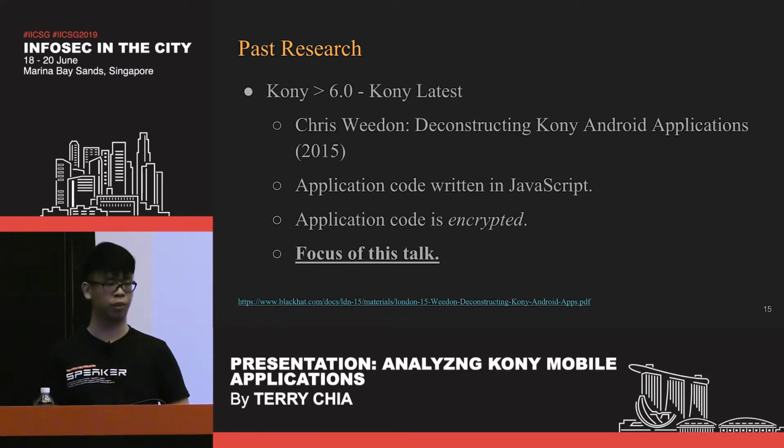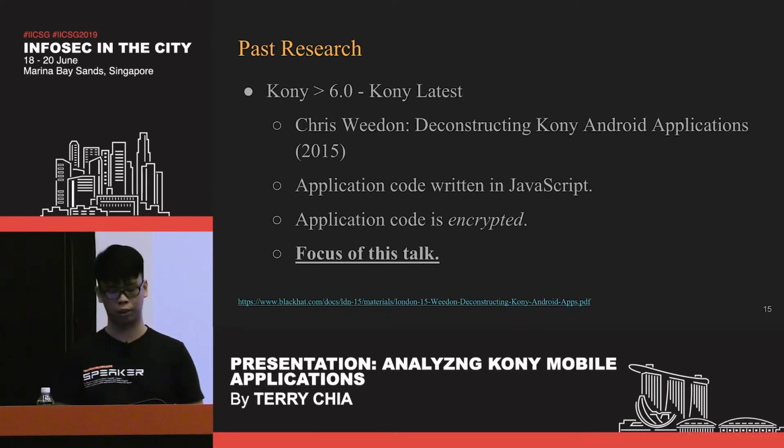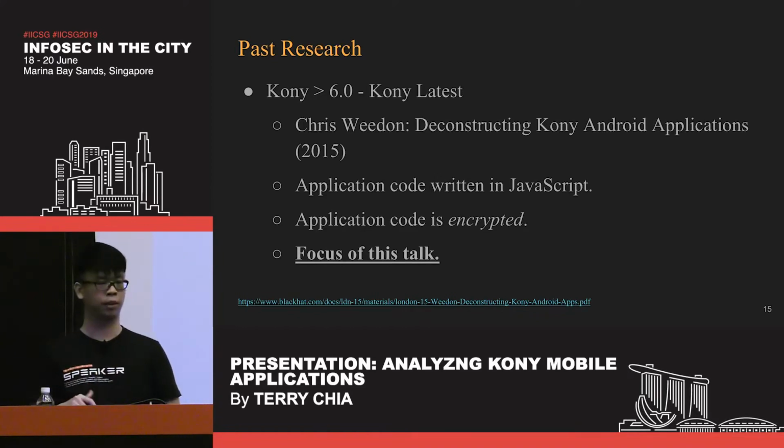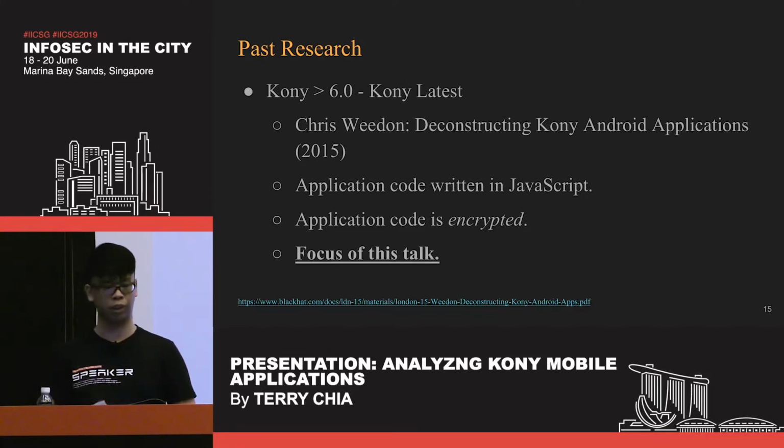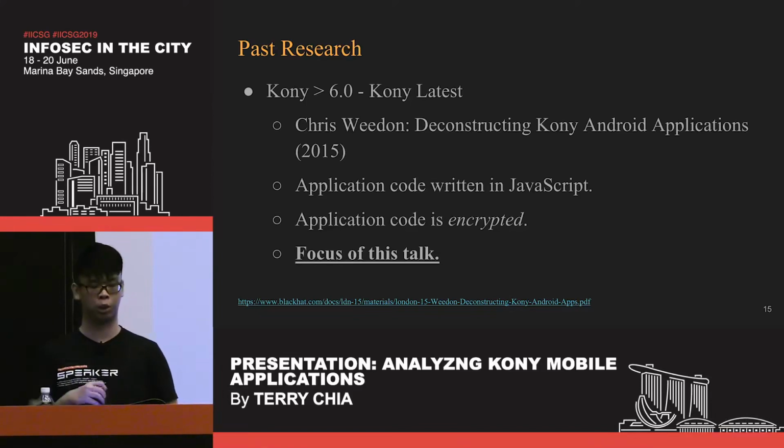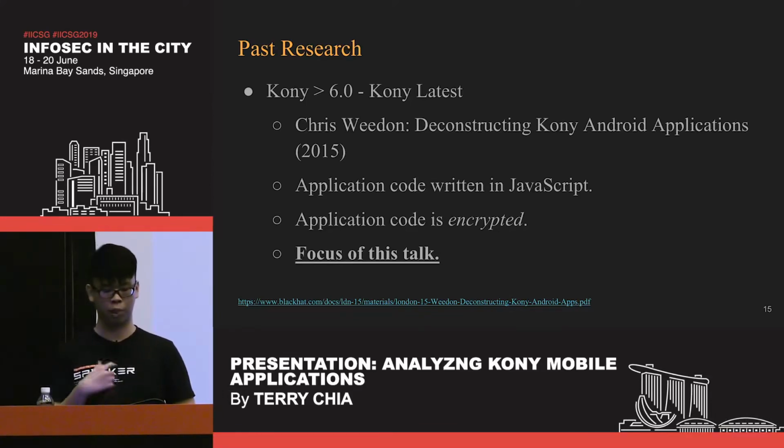For Kony version 6.0 onwards to the latest version of Kony, there was a talk by a guy called Chris Wheeldon at one of the Black Hats in 2015 entitled Deconstructing Kony Android Applications. And what he found was that for Kony version 6.0, and this is true up to the latest version of Kony, the application code is written in JavaScript, and it's actually stored encrypted in your IPA file or your APK file. And he came up with some tooling to extract that source code from an application, but what I found was that later versions of the Kony framework made his techniques obsolete because of some changes. So I extended upon his research and came up with new tools and techniques for that. And this will be the focus of the talk today.